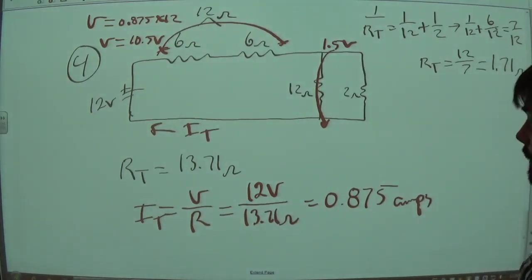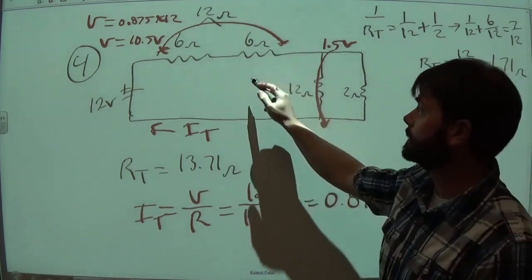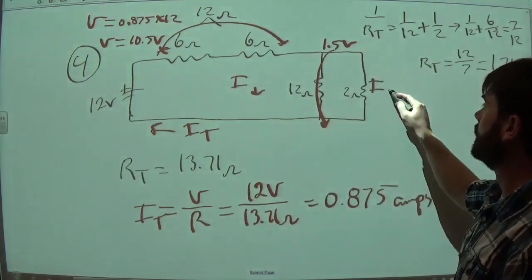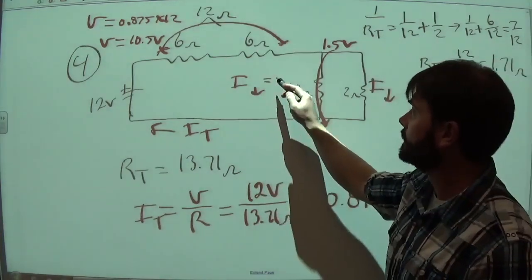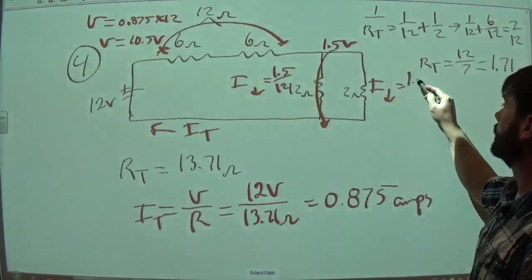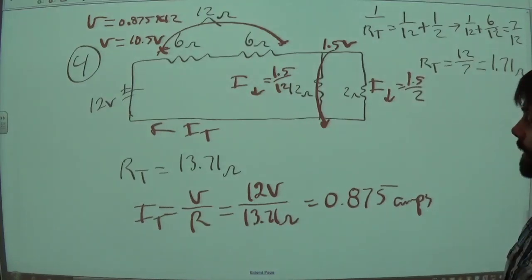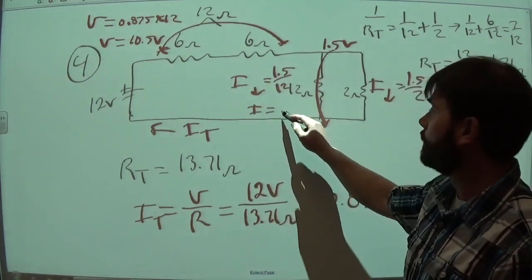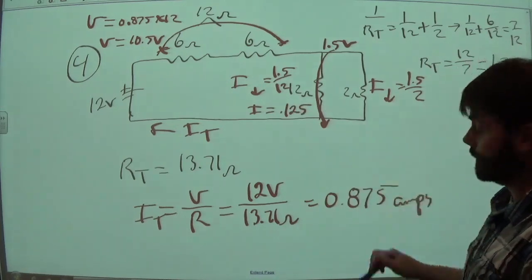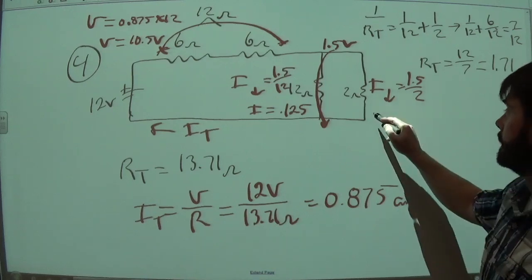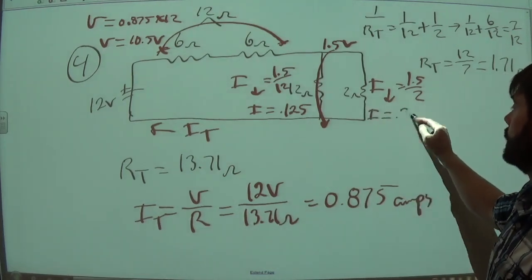So if I want to figure out the current here across this resistor and the current here going across this resistor, it's V over R. I got 1.5 over 12, and here I got 1.5 over 2. If I divide those out, let's see what we get. 1.5 divided by 12 gives me a small current of 0.125. And over here, if I do 1.5 and divide it by 2, I get 0.75.